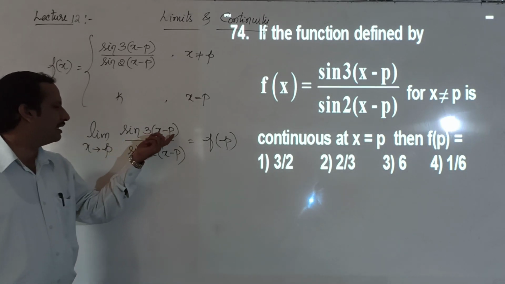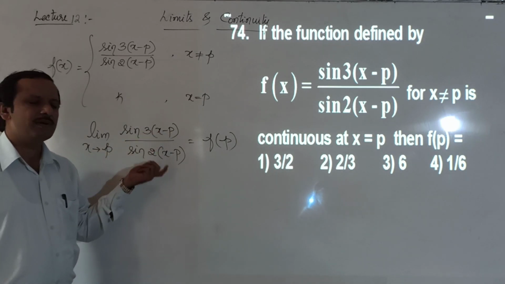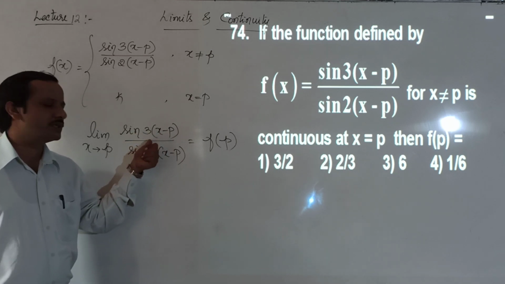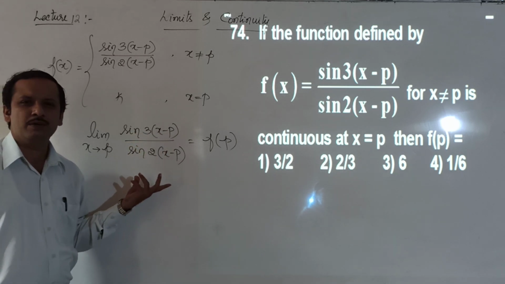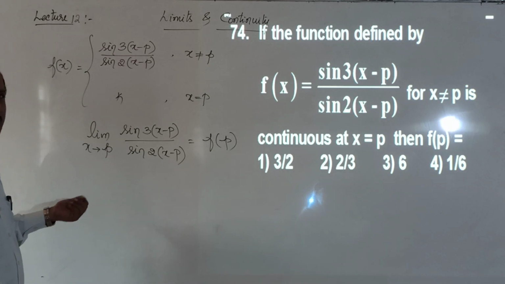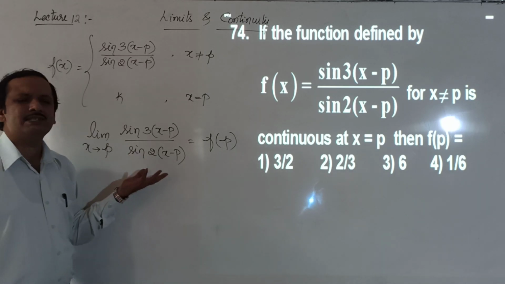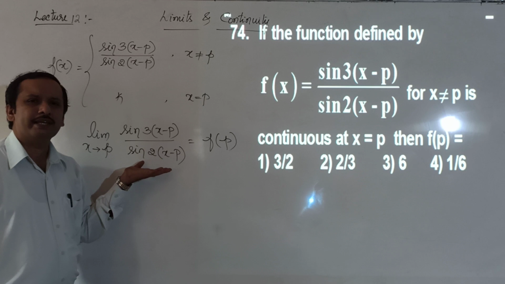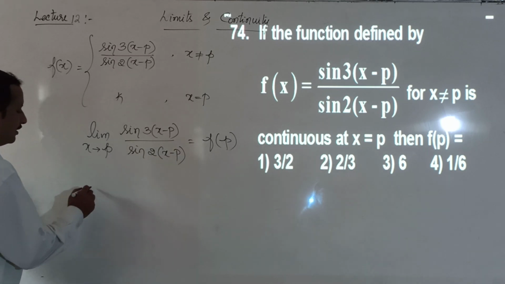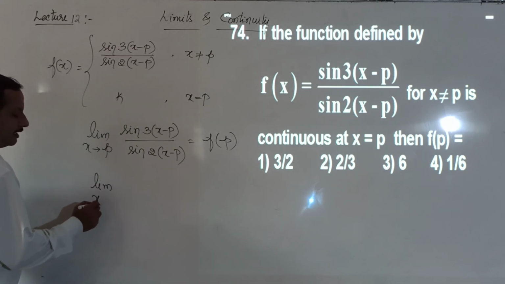Directly, if I apply the limit, I am going to get 0 by 0. x minus p is 0, sin 0 is 0, denominator also 0, so 0 by 0. So it's an indeterminate form. You can use L'Hospital's rule, or else directly you can write 3 by 2. Or I will explain in detail.